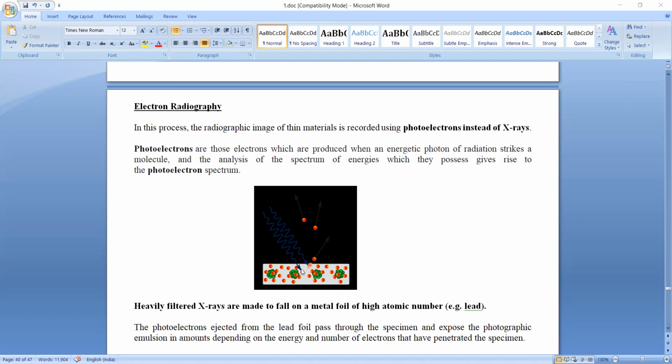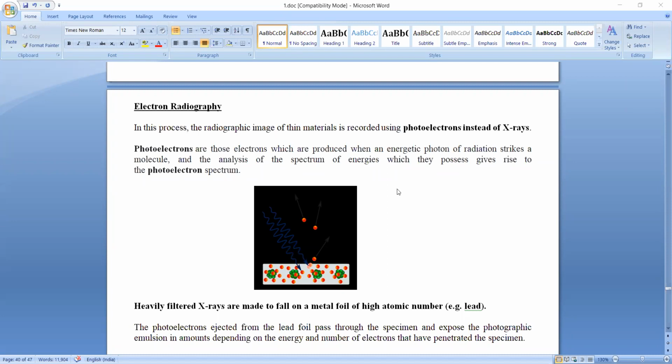Here also, if you impose radiation on a molecule of a metal like lead, that causes emission of electrons. We direct these electrons for finding the defects in the object. Then it is called electron radiography. When radiation strikes the molecule, electrons are emitted, and some spectrum of energy is also emitted. By using this energy, we are testing the object.